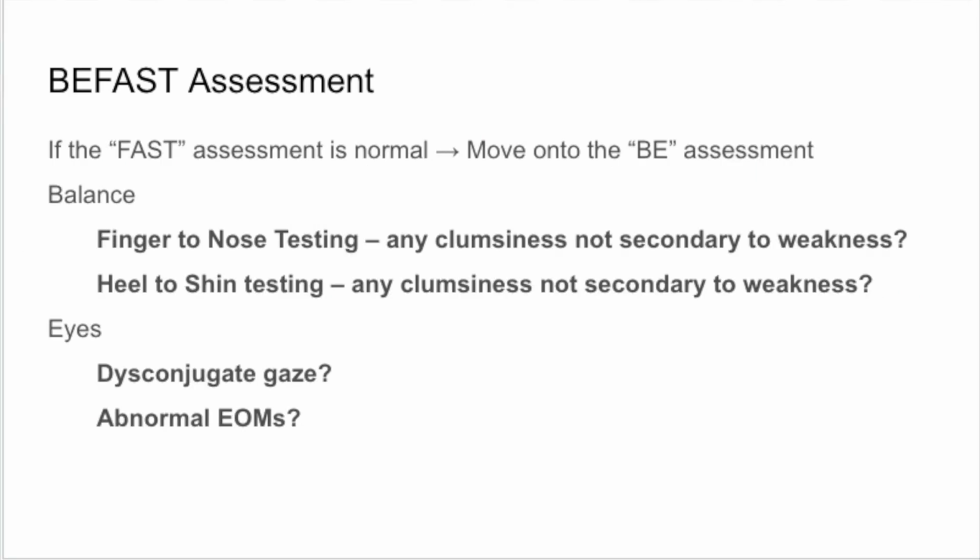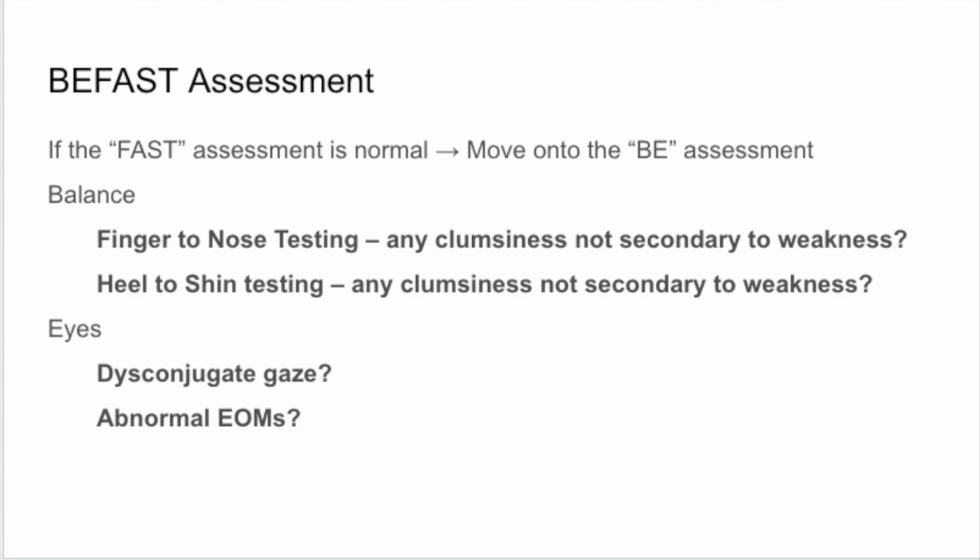The BFAST assessment can be differentiated from the Cincinnati Pre-Hospital Stroke Scale by the implementation of the balance and eye assessments. These are both signs that are helpful to evaluate if there's any posterior stroke occurring. The B stands for balance. This can be best tested by utilizing finger to nose testing and heel to shin testing. If possible, you can also ask the patient to trial ambulation and just generally see how the patient is walking.